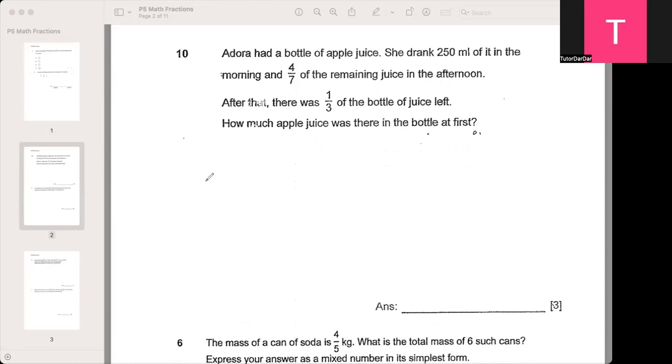Okay, this type of question is important. Please draw the model properly. Adora had a bottle of apple juice. She drank 250 ml of it in the morning and 4/7 of the remaining juice.